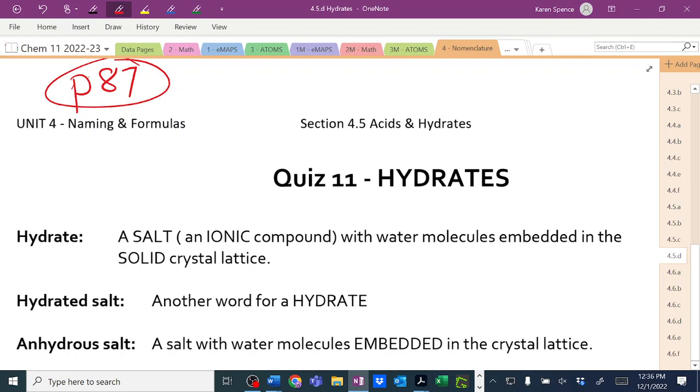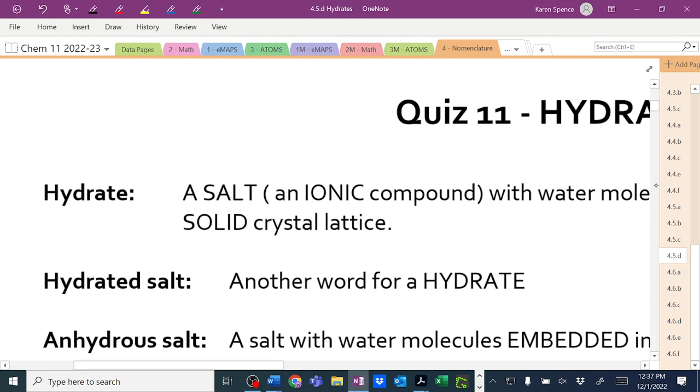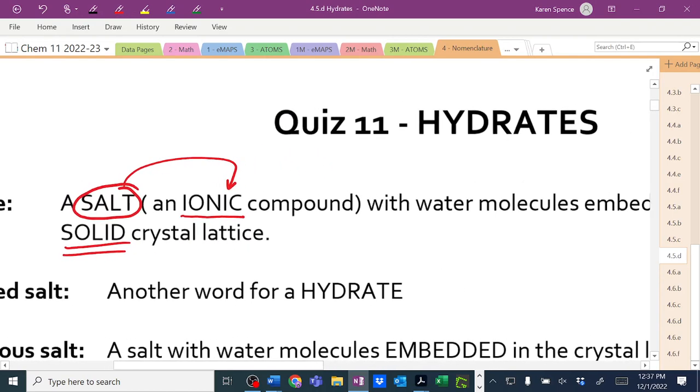What's this? This is a crystal lattice, an ionic crystal lattice. What state is it? Solid. So when we have a hydrate, what we have is a salt. And what is a salt? A salt is an ionic compound, and it is a solid. What does the word hydrate make you think of? Water, right?